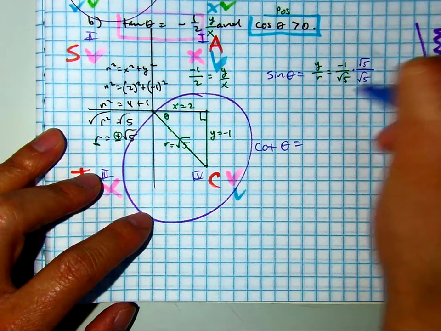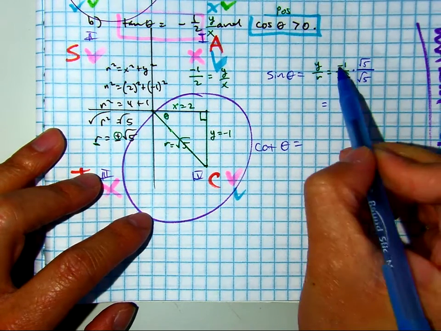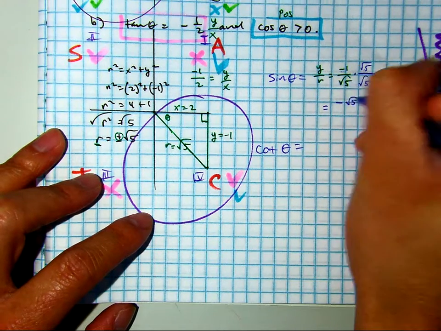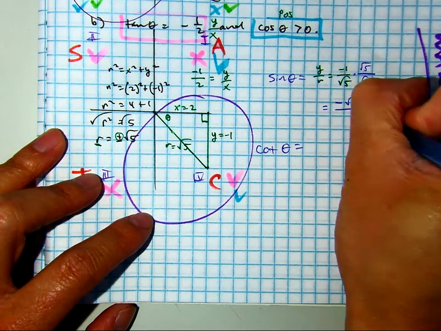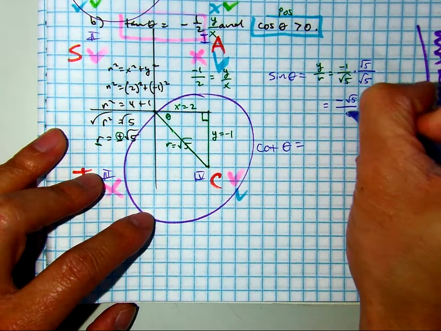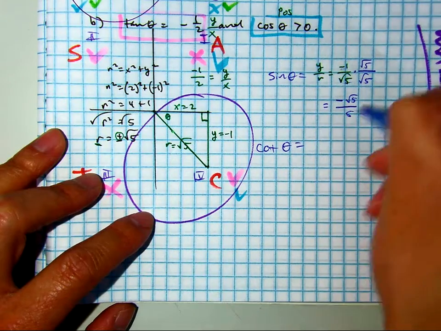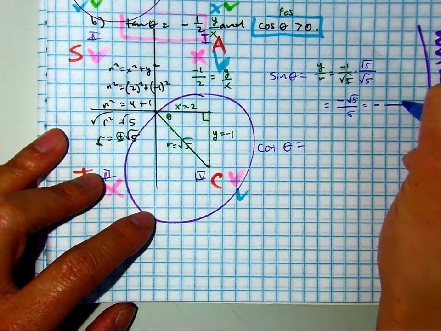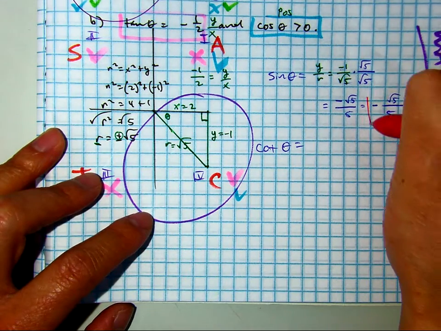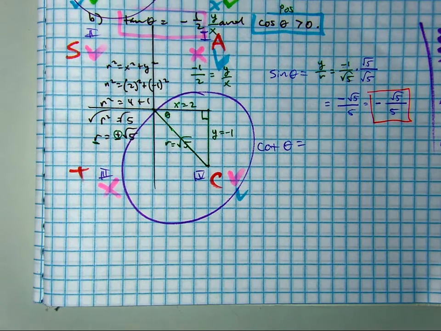Go ahead and simplify. Negative radical 5 over 5. And that negative sign you can write in line with the fraction line. Raise your hand if you got negative radical 5 over 5 for sine.